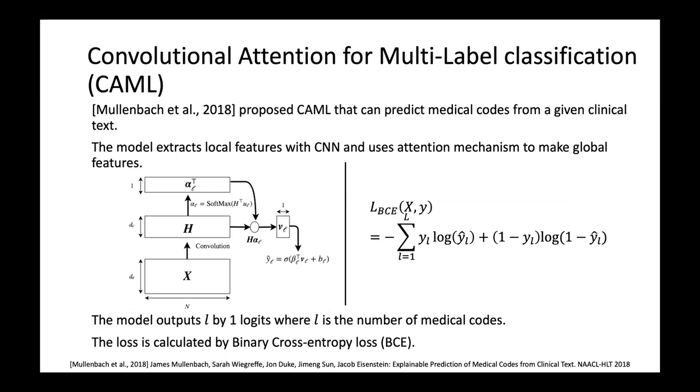We investigated papers about our task, and this one is the baseline of our research. It's the convolutional attention for multi-label classification, CAML. It was proposed to solve the exact same problem, or to do the same task as ours. This model extracts local features from sentences with a CNN and uses an attention mechanism to make global features. And instead of using just softmax, this model outputs an L by one logit, where L is the number of medical codes. Then the loss of the logit is calculated by binary cross entropy loss.